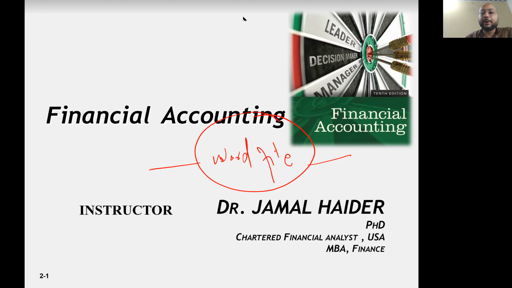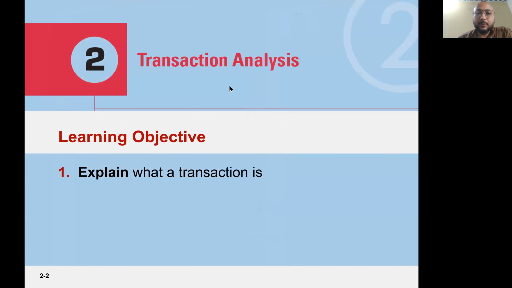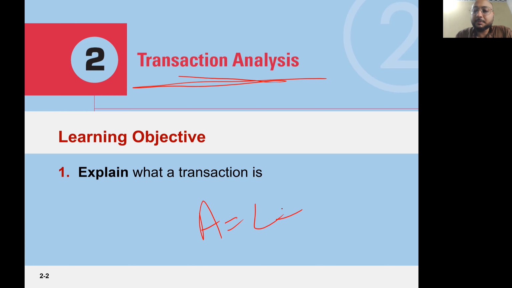Okay, here we go. So today we are starting a new chapter named transaction analysis. We are going a step further from the analysis of the accounting equation, right? We just finished the accounting equation, which is assets equal to liabilities plus owner's equity.